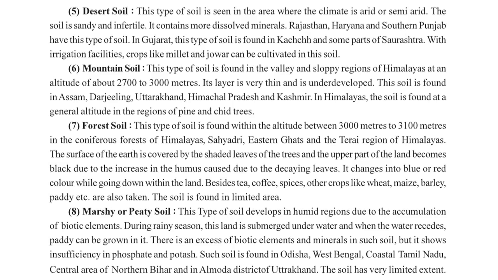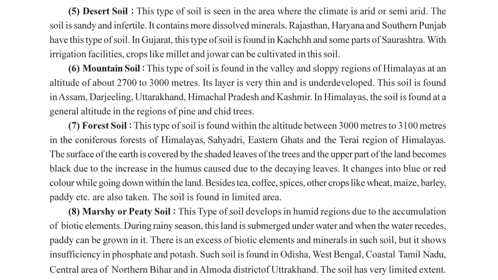And last but not the least, we have marshy or peaty soil. Marshy soil or peaty soil. Generally this type of soil is found near the oceanic regions, or we can say near a water mass. This type of soil develops in humid regions due to the accumulation of biotic elements. Accumulation is collection, biotic is living.